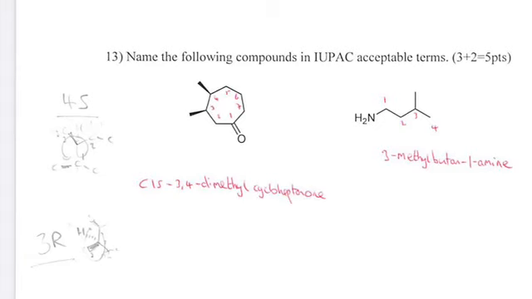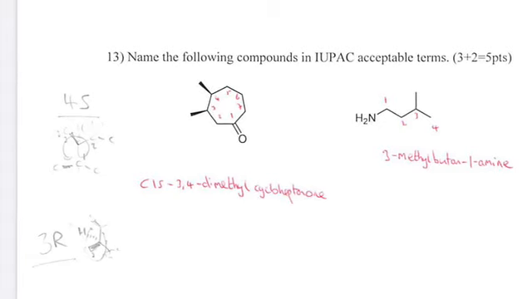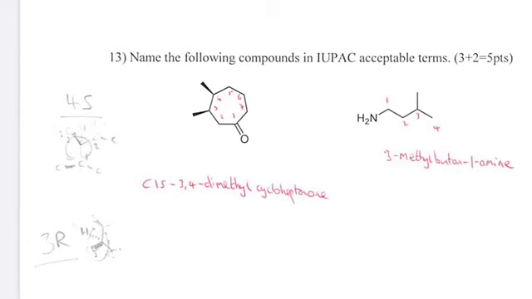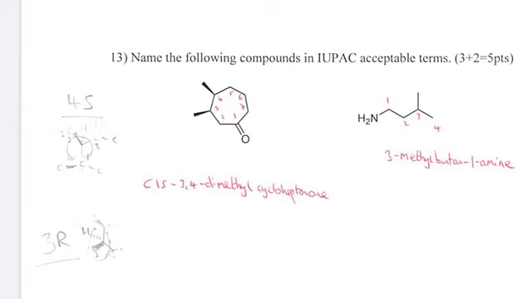Right-hand side molecule, you look at the functional groups. The only functional group present there is an amine. It's a primary amine, so you look for the longest sequence of carbon atoms to which the nitrogen is connected. That longest sequence is 4, so it's some type of butanamine. That nitrogen is connected to carbon number 1.